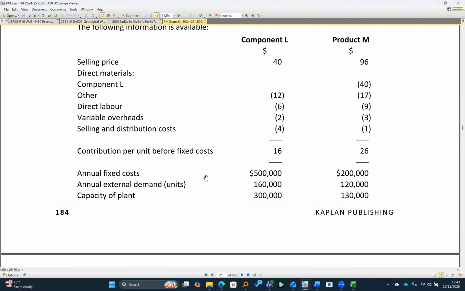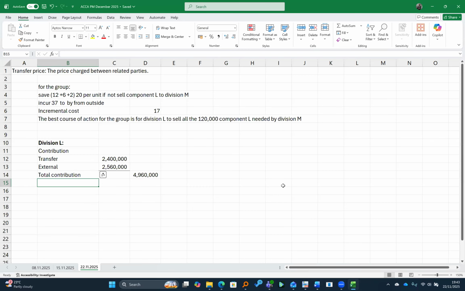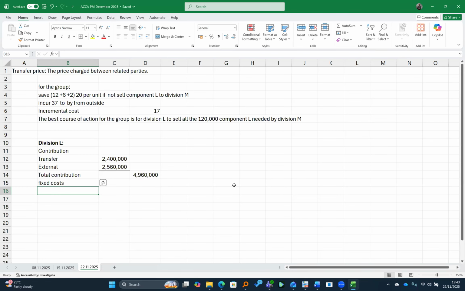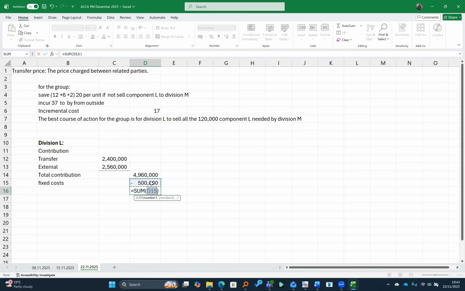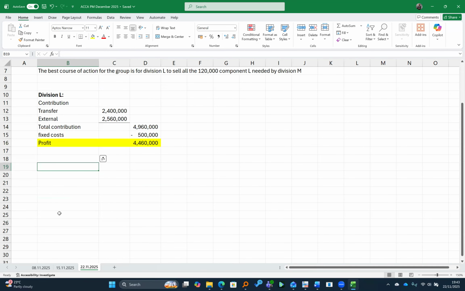Now we look at fixed costs. Fixed cost again, we have 500,000. Which gives us 4.46 as the profit. That's the profit, 4.46. That's division L.